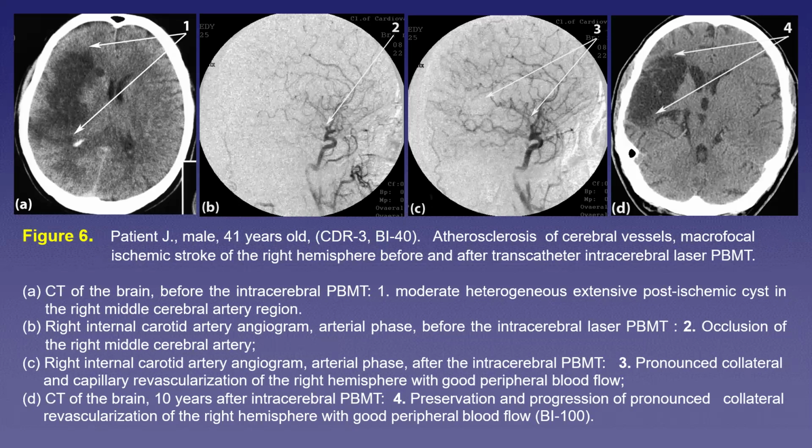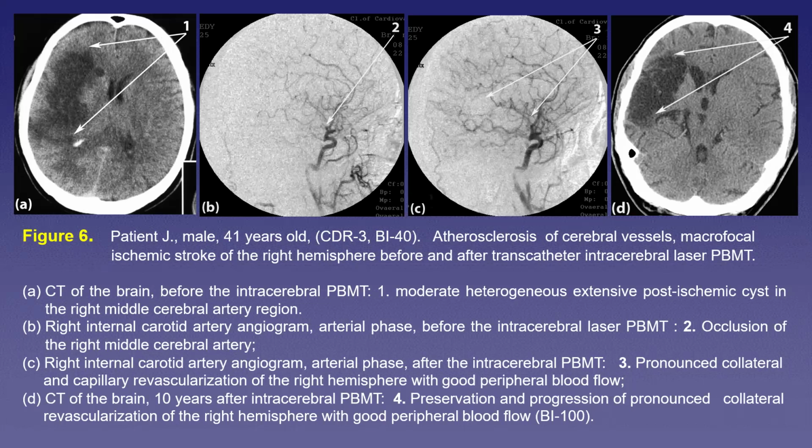This slide shows results for a male, 41 years old, with atherosclerosis of cerebral vessels, microfocal ischemic stroke of the right hemisphere before and after the intervention with PBMT. In figure A, CT scan of the brain shows results before the intervention, which shows moderate heterogeneous extensive post-ischemic cyst in the right middle cerebral artery region. In figure B, you see right internal carotid artery angiogram, arterial phase, before the intervention with PBMT, and it shows occlusion of the right middle cerebral artery.